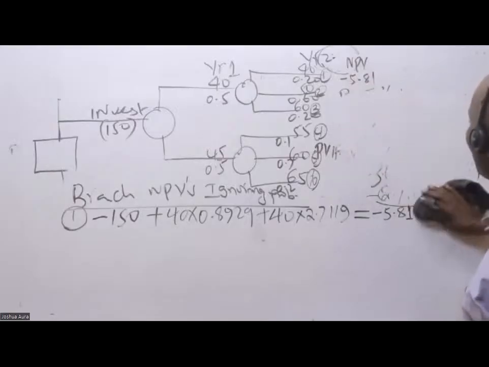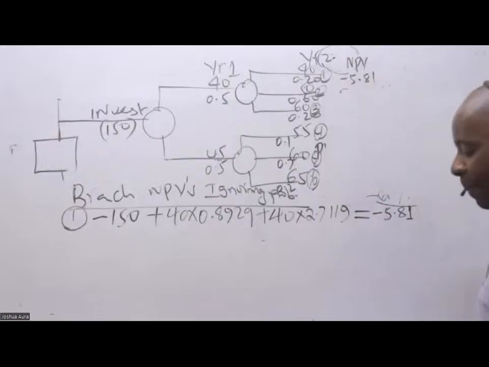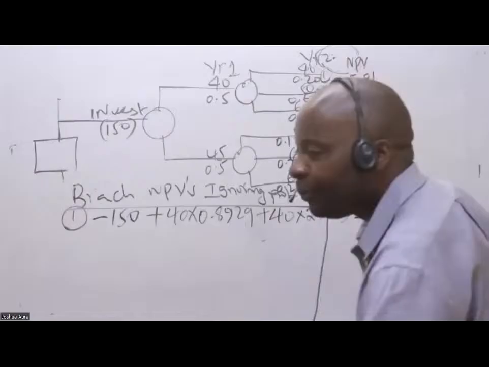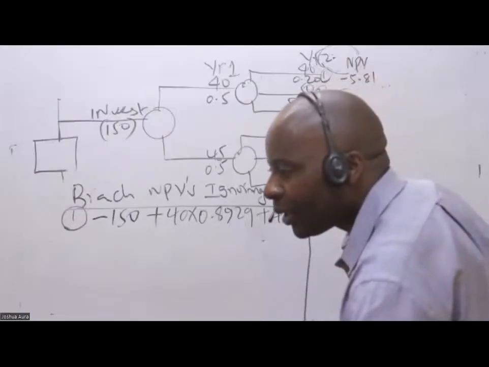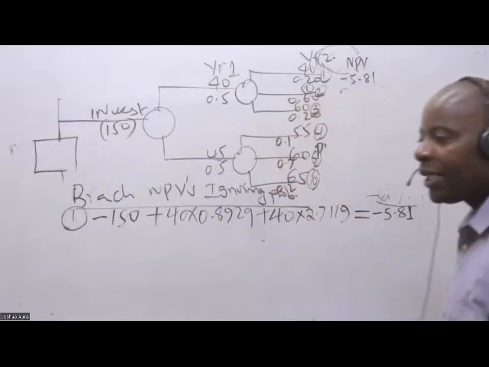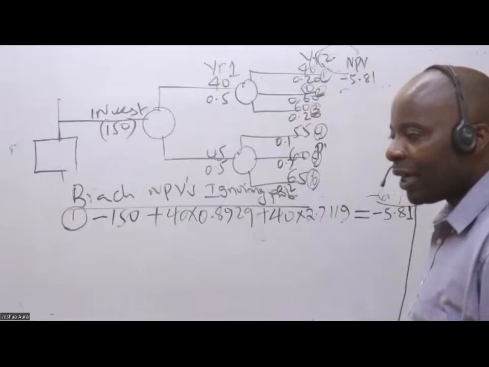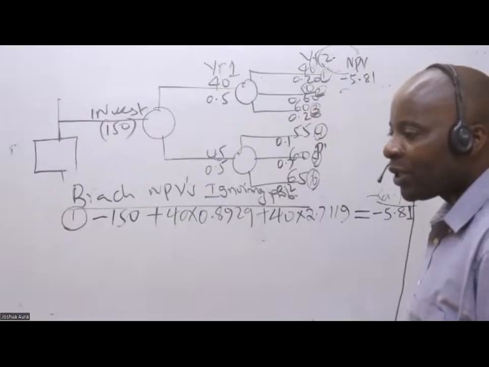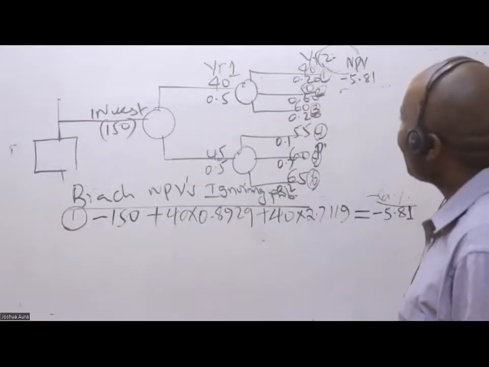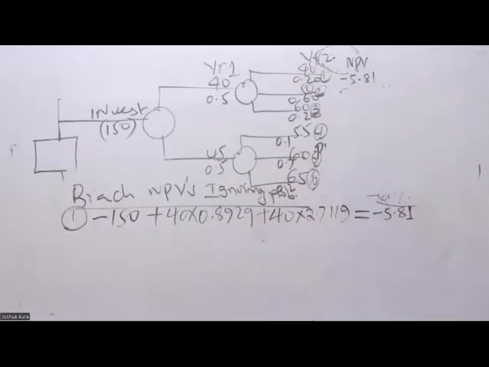So branch number 2, I hope you are able to see the road, the road map. For branch number 1, it can also be PV for year 5, because the cash flows are the same. No, we don't want to go like that, you may confuse this thing. So go to branch number 2.